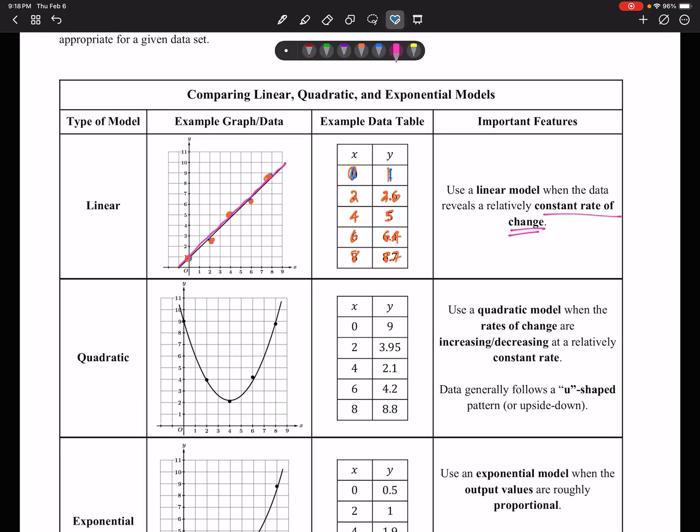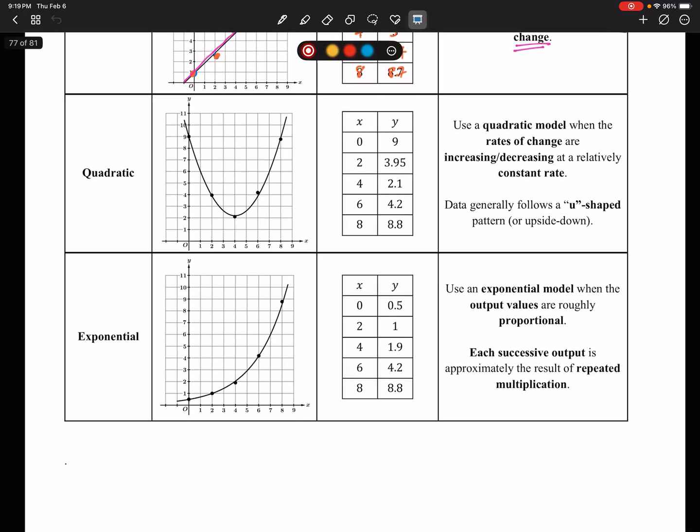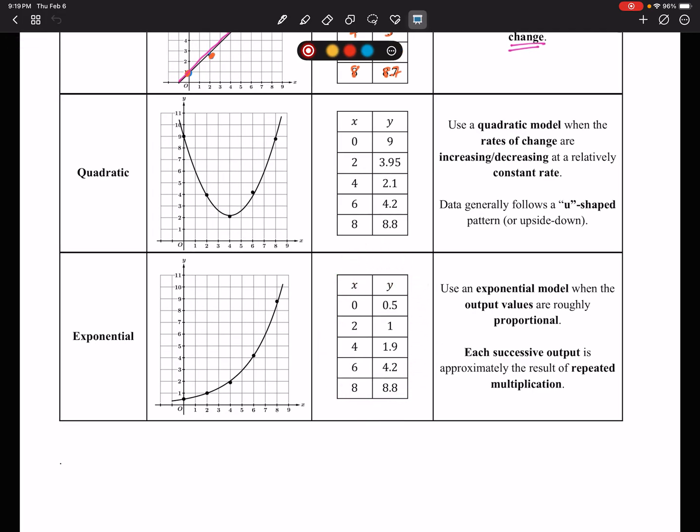Now, when the data has this symmetrical shape going on and you have a maximum or a minimum, that is going to be your quadratic model. So I like to take the data table and plot the points and see what's happening. Exponential is where, and we've looked at this quite a bit in the last few lessons, the output values are proportional, where each successive output is approximately the result of a repeated multiplication.